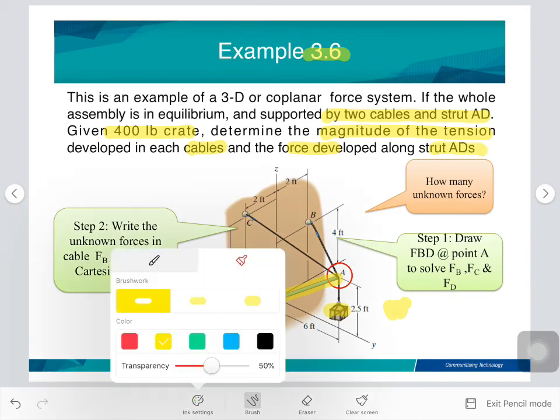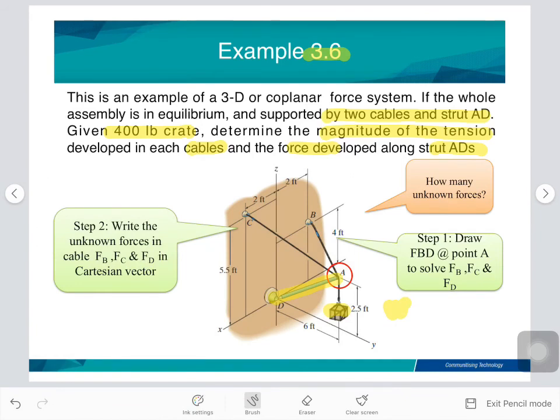So here, if you sketch the free body diagram, your point of equilibrium is at A. So this is your TD, and then this is your tension in cables TB and TC. So as usual, after you sketch the free body diagram, then number 2, this is important, you have to resolve in Cartesian.